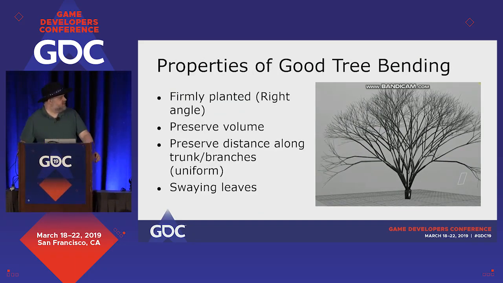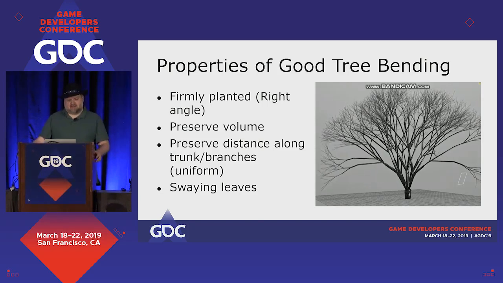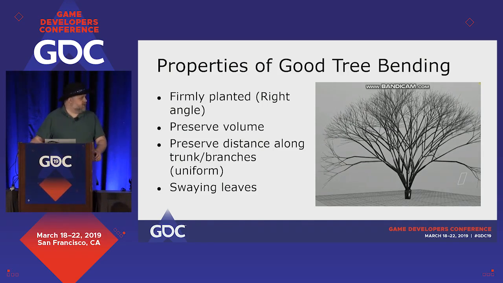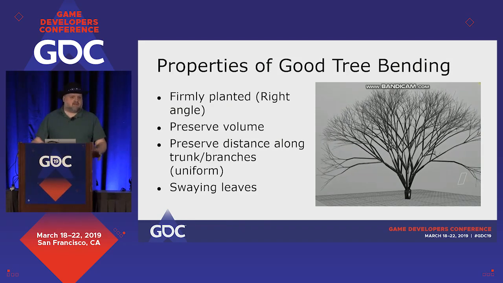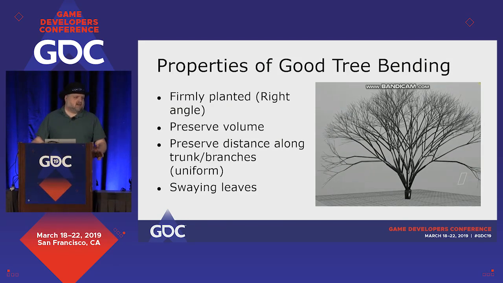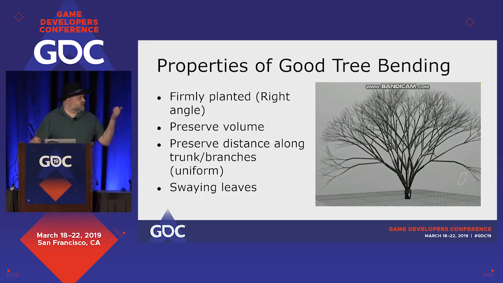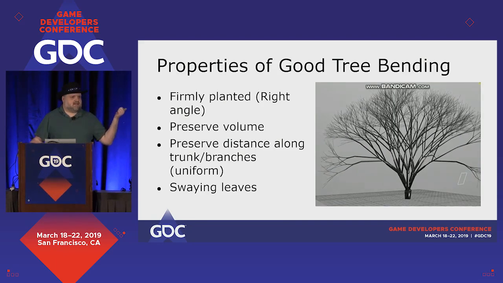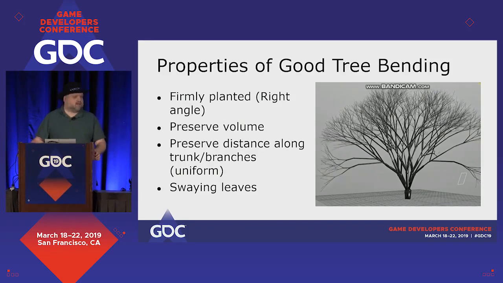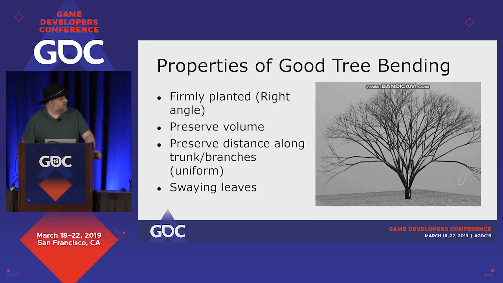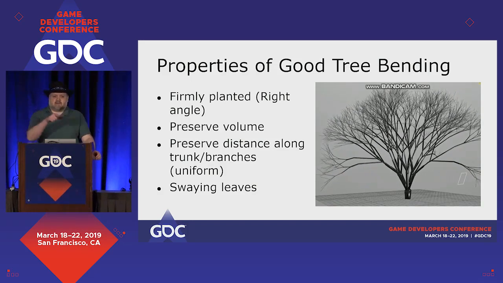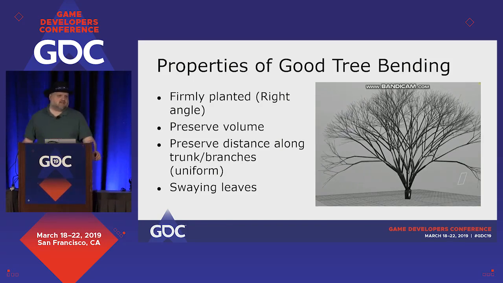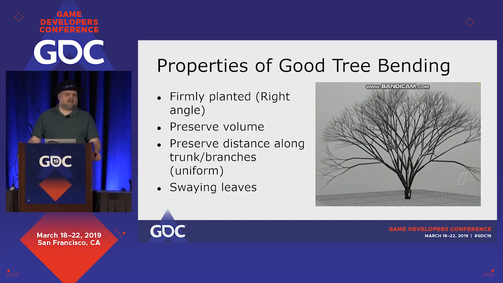So what are some of the properties that make good tree bending? One of them is you want it firmly planted on the ground. You want the trunk to stay vertical. You want to preserve volume, which is actually a key in a lot of distortion. And I think it's one of the reasons why there's not a lot of these techniques that I've seen shared around, is that it's actually really hard to preserve volume. You have to do a lot of math. You want to preserve distance along the trunks and branches. If you were here earlier for Squirrel's talk, when he was talking about using splines, you go, hey, splines are kind of shaped like bendy trees.